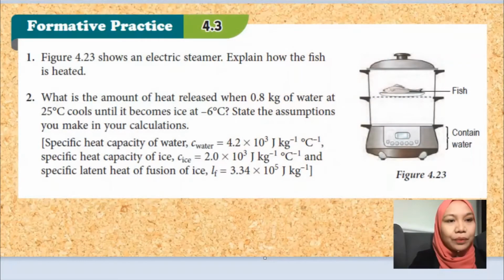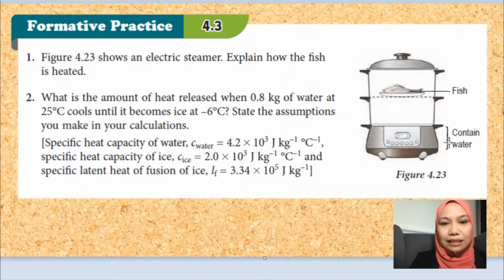Today we will continue our lesson on subtopic 4.3 and we will discuss the answer for formative practice 4.3 on specific latent heat. Now let's look at the question. Question number 1. Figure 4.23 shows an electric steamer. Explain how the fish is heated.